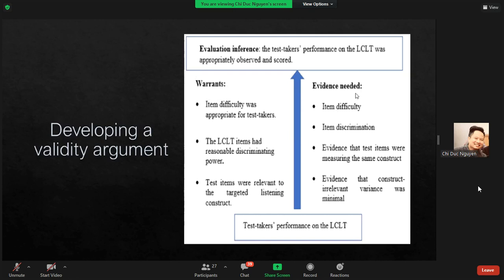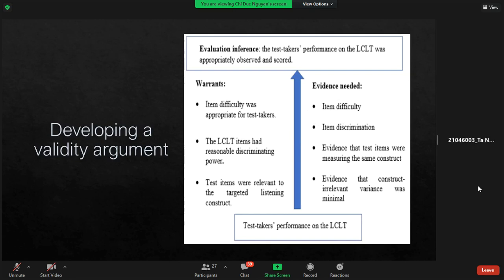Now we go to the first type of evidence, item difficulty. How can you understand it? And how can it be related to the claim above? Why do we need to track the item difficulty?